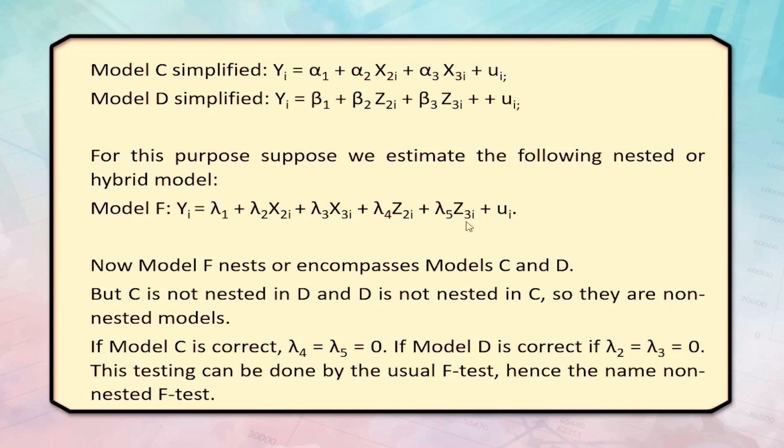And by now you would have guessed that what we simply do is we estimate this model and we test whether lambda 2, lambda 3 are 0. If that is 0, then it boils down to model D. If lambda 4 and lambda 5 are 0, then it boils down to model C. So, if model C is correct, lambda 4 and lambda 5 are 0. Z variables are washed out because their coefficients are not statistically significant. On the other hand, if lambda 2 and lambda 3 are equal to 0 statistically, then we say the x2 and x3 variables are washed out. So, we retain model D, and this can be done by the usual F test.